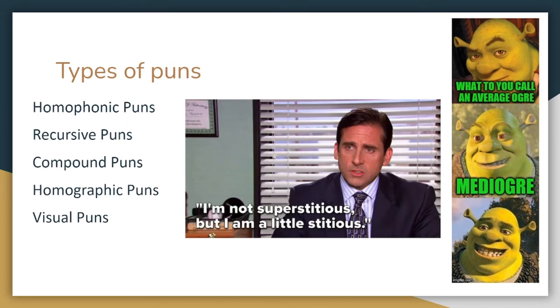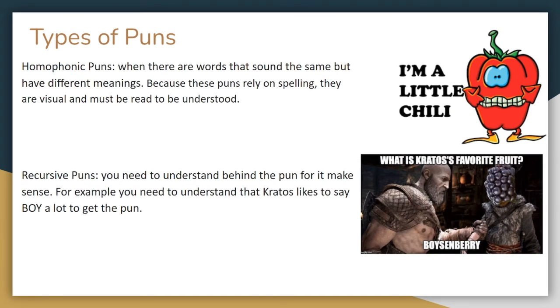Now we'll talk about the different types of puns. First we have homophonic puns, recursive puns, compound puns, homographic puns, and visual puns. So first we have homophonic puns. It is when there are words that sound the same but have different meanings. Because these puns rely on spelling, they are visual and must be read to be understood. So here we have I'm a little chilly. Chilly and chilly sound the same but have different meanings.